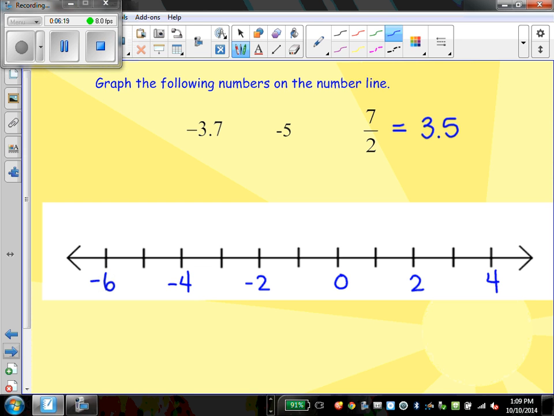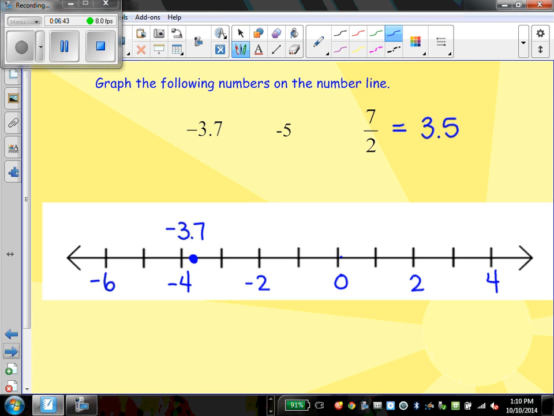So first up, -3.7 tells us we always begin at 0, and then we are going to move negative, which is the left direction, 1, 2, 3. And then because of its 0.7, we're going to want to mark it a little bit closer to -4. So that's -3.7.